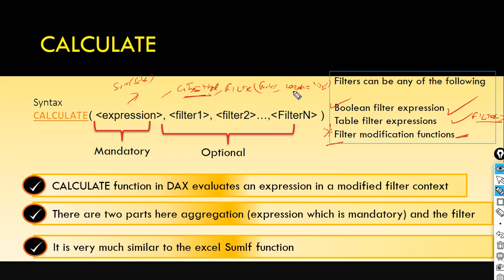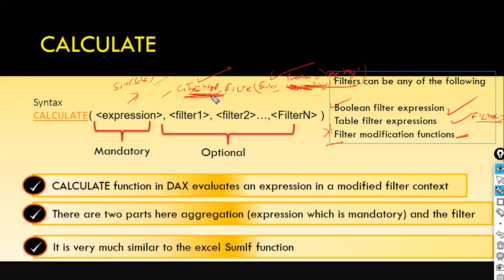Sorry, here it's not the same thing. So city equal to Hyderabad. Here, fact sales, let's say product name equal to laptop. In Hyderabad, for laptops, how much sales did we make? You can use a Boolean expression, and you can use a table filter expression also.